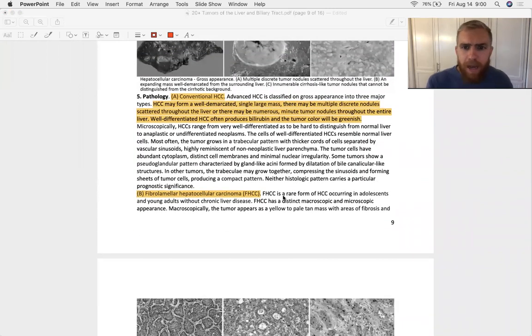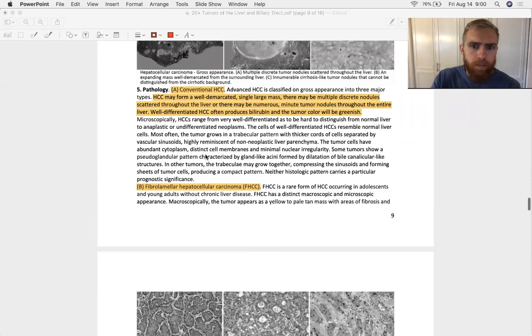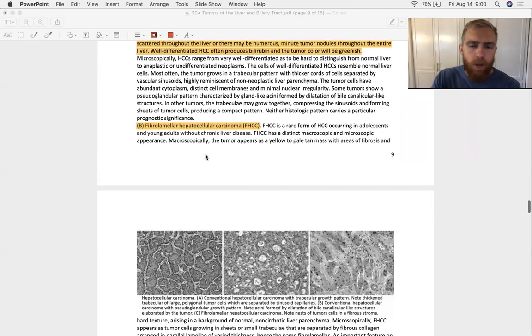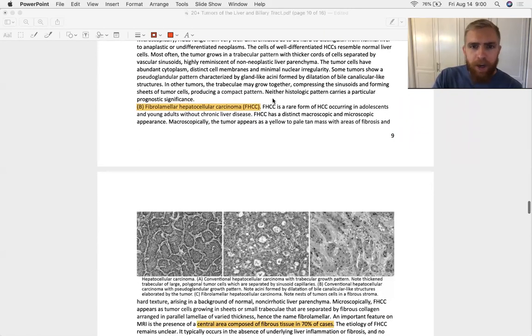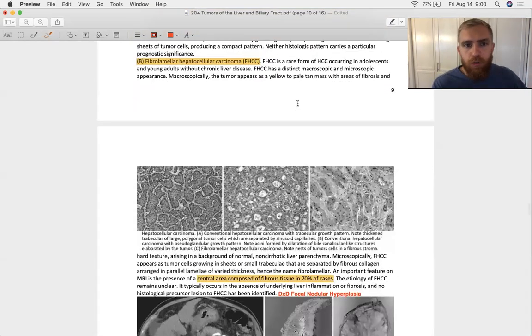So now we get into the subtypes that we took a glance at. You've got conventional hepatocellular carcinoma, which can be trabecular or glandular. And then you've got fibrolamellar hepatocellular carcinoma. So grossly, the tumor might be a little bit green because well-differentiated hepatocellular carcinoma will still produce bilirubin, because that's one of the functions of hepatocytes, remember, is to conjugate bilirubin. Neither histologic pattern carries a particular prognostic significance. That sentence makes me say you're not going to get tested on anything too specific there.